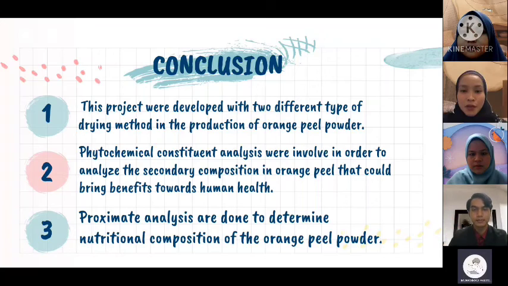Conclusion. In this project we developed two different types of drying methods in the production of orange peel powder. Second, phytochemical constituent analysis is involved in order to analyze the secondary compounds in orange peel that could bring benefits toward human health. Lastly, proximate analysis is done to determine the nutritional composition of the orange peel powder. That's all.